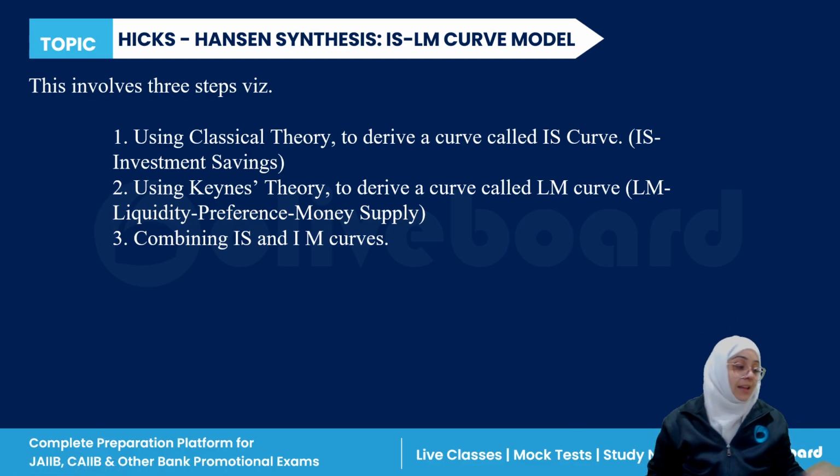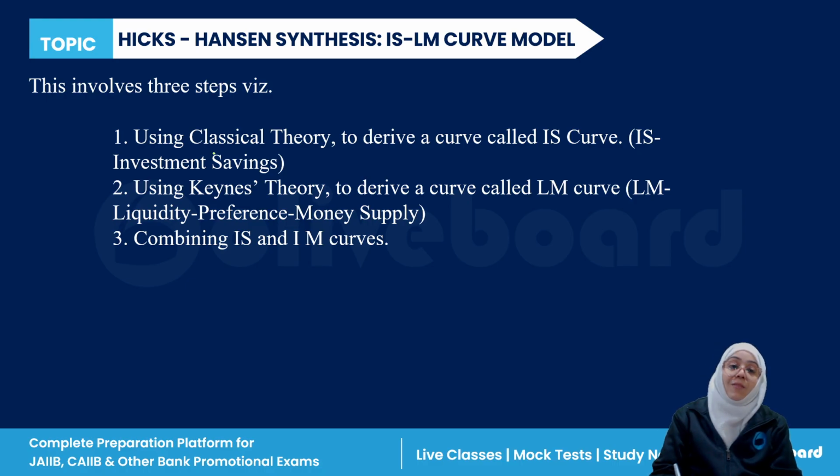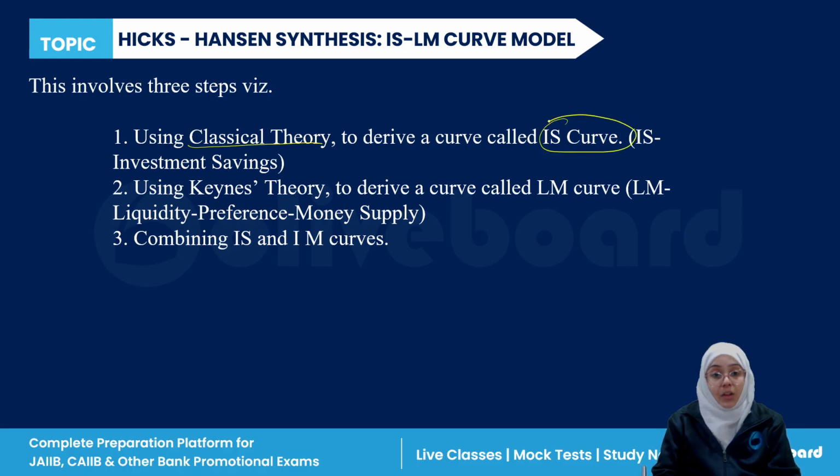Now, you just have to understand this important thing. I'm not going to explain each and every curve in detail, because we have already given you the details of every chapter in that whole series. So now we have to just learn the most important thing. In the Hicks-Hansen synthesis theorem, there are three steps. When we use the classical theory of the rate of interest, it gives the investment-saving curve. When we use the Keynes theory, we get the LM, liquidity preference money supply curve. And when these are combined, the final Hicks-Hansen synthesis model is completed.